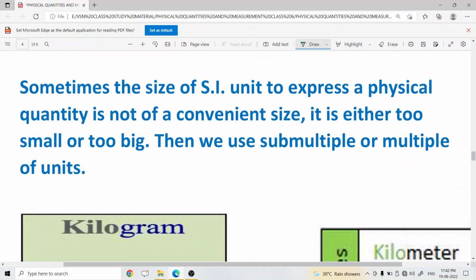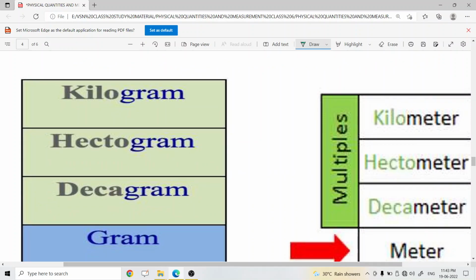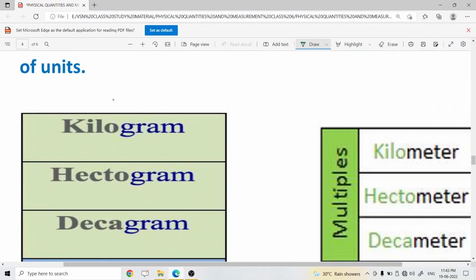Now generally sometimes we can see that the size of the SI unit to express any physical quantity is not of a convenient size. It is either too small or too big. That's why we use submultiples or multiples of units. So here again we can see one table, where the left side is used for mass and the right side is for length.